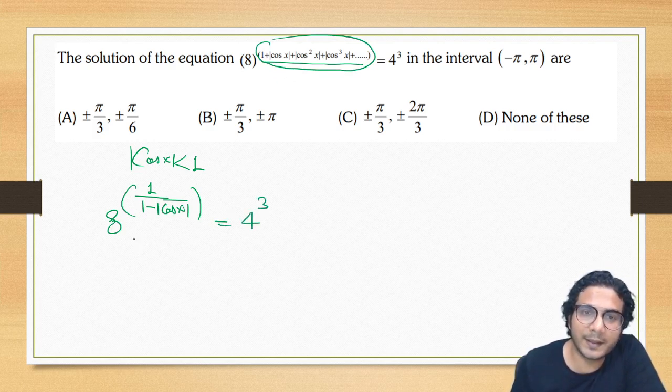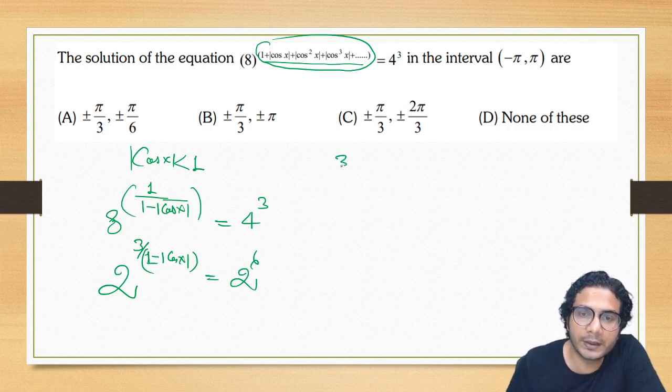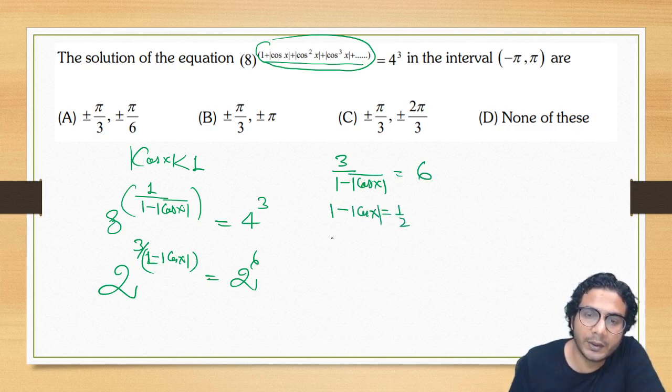So let's write in terms of 2. 2 raised to 3 upon 1 minus mod of cos x is equal to 2 raised to 6. Now compare. So 3 upon 1 minus mod of cos x is equal to 6. All right. So we'll get 1 minus mod of cos x is equal to 1 by 2, and then we'll get mod of cos x is equal to 1 by 2 again.